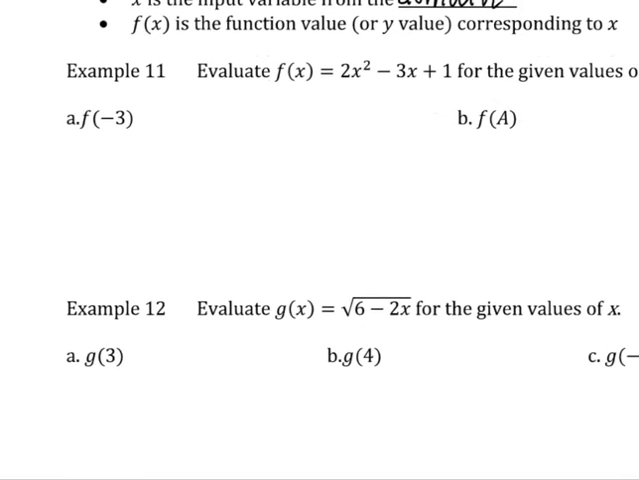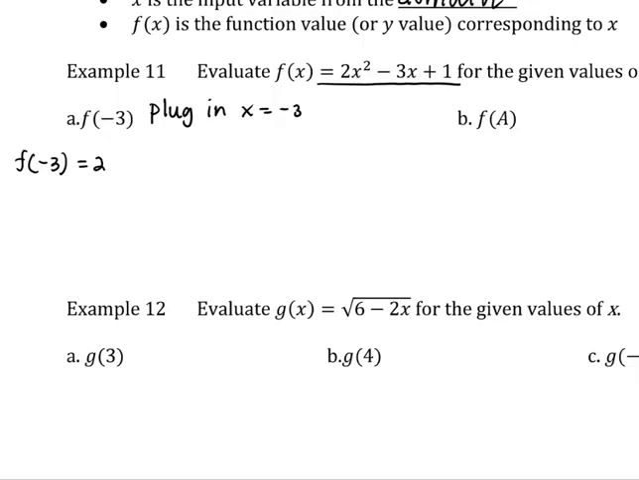Example 11a, we have the function f of x equals 2x squared minus 3x plus 1. F of negative 3 means to plug in x equal negative 3 and simplify. So for f of negative 3, I'm going to be replacing all of the x's with negative 3. First I'm just going to rewrite the function, and everywhere there's an x, I'm putting a blank spot. So I have 2 blank spot squared minus 3 times a blank spot plus 1. And in those blank spots, we're going to be plugging in negative 3.